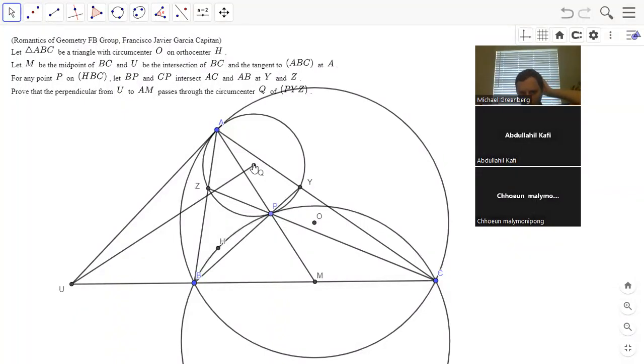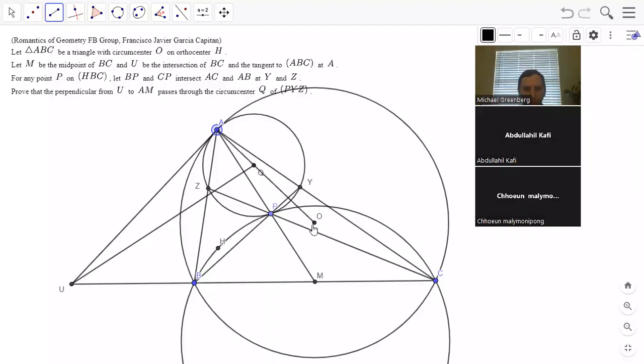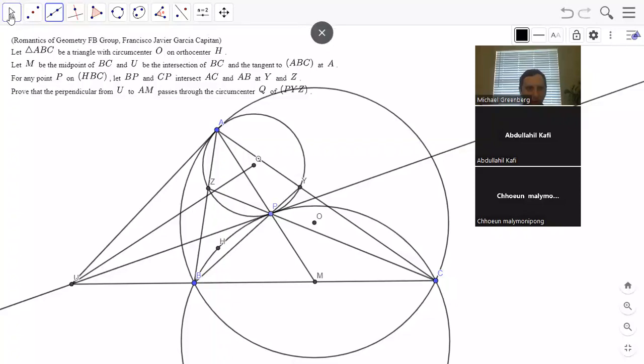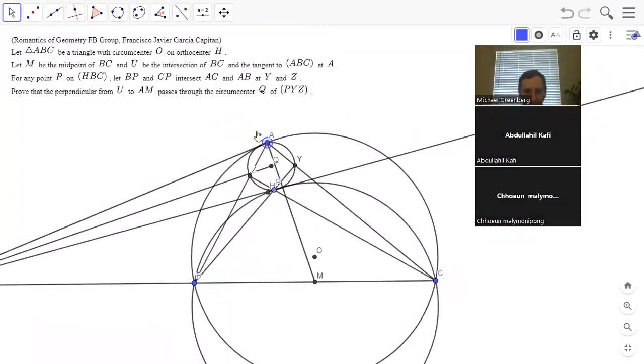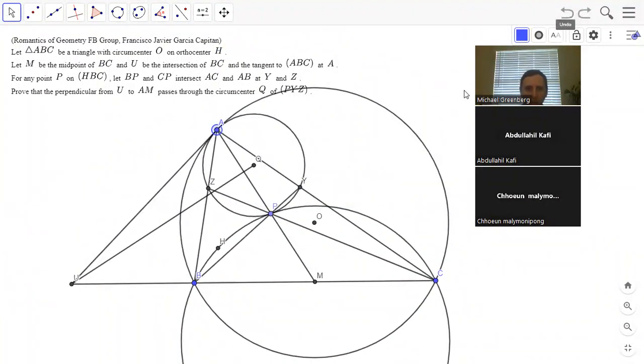But for the point Q, is it obvious? I'm just trying to think. So is QP tangent or something? UP. Oh, UP is tangent to the circle BHC? Let's see. I'm not sure if that's true. No, that's not true. Oh, okay.